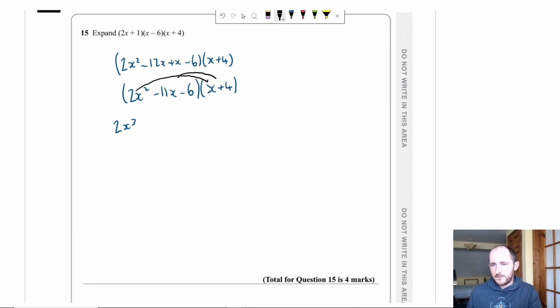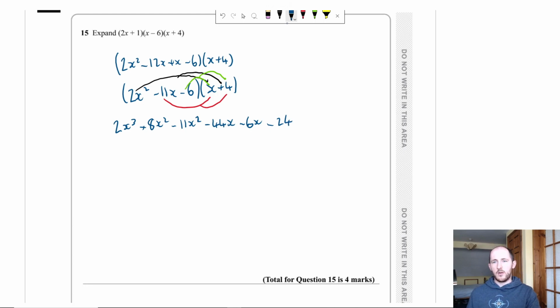2x squared times 4 is going to give me 2 times 4 is 8, and then x squared. Then we have minus 11x times x, which gives me minus 11x squared. Then we have minus 11x times 4, which is minus 44x. And then lastly, but certainly not least, we have minus 6 times x, minus 6x. And then minus 6 times 4, which is minus 24.